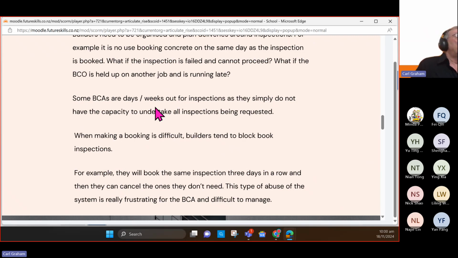Some BCAs, in some instances, were up to 4 weeks out, Auckland Council, right? They simply do not have the capacity or the ability to do the inspections. So when making a booking is difficult, builders were block booking inspections. So I've got to get Carl here on a certain day.